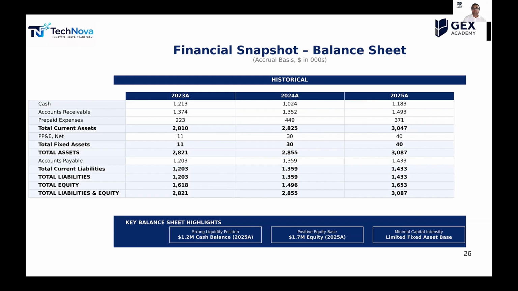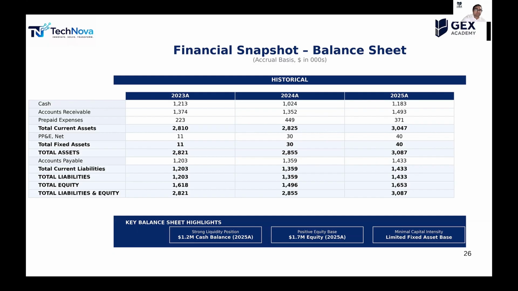So at a high level, what stands out immediately is that it's a relatively asset-light business. Total assets are approximately $3.1 million in 2025. The vast majority of those assets are current assets rather than fixed assets, which aligns very well with what we learned about the company so far. It is a technology consulting and staffing business, not a manufacturing company or an asset-intensive operation, right? So the value of the business is driven primarily by its client relationships, recruiting capabilities, and talent network rather than physical assets.